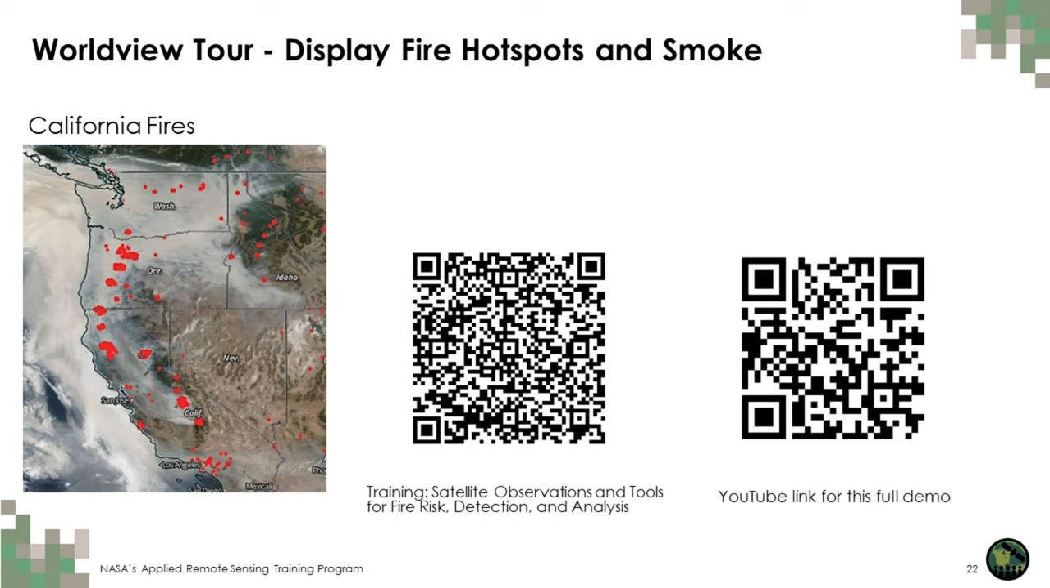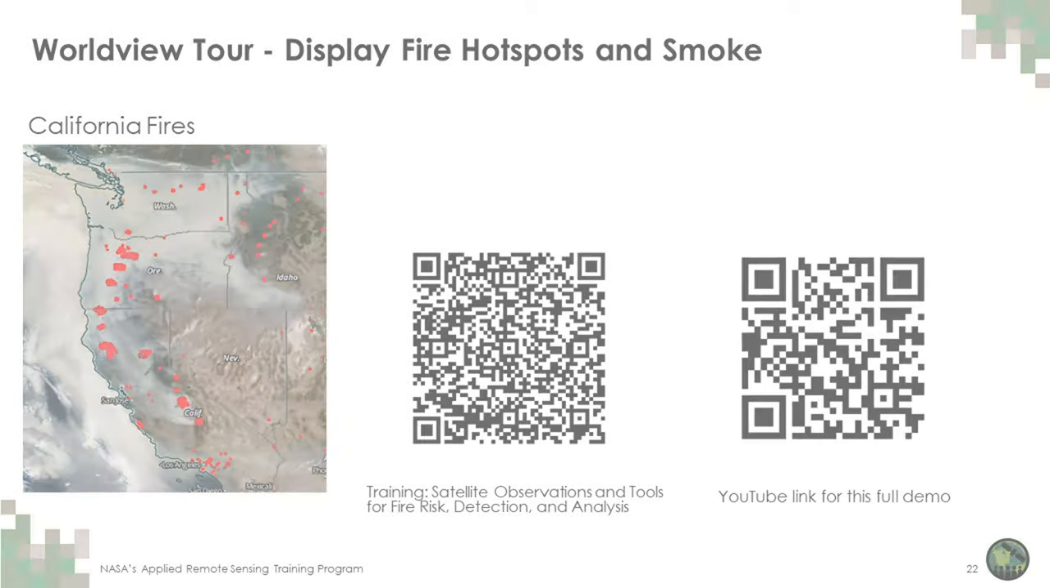This demonstration focuses on smoke plumes and fire detection in the Western United States from some California fires in 2021. And in this, Pawan walks you through the navigation of the WorldView portal, which has over 900 data layers that can be used for a variety of applications.